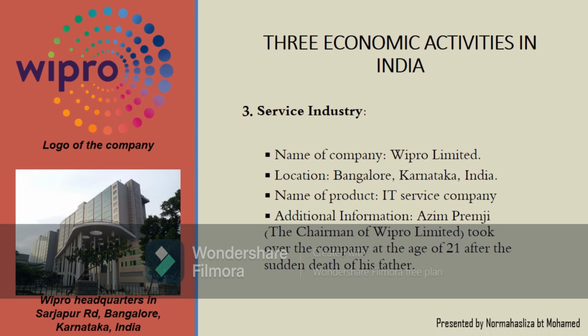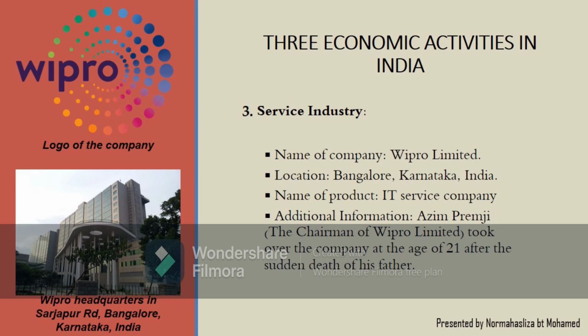And the last one is the service industry. The name of the company is Wipro Limited. This company is an Indian multinational corporation that provides information technology, consulting, and business process services. It is headquartered in Karnataka, India. In 2013, Wipro separated its non-IT business and formed the privately owned Wipro Enterprises. Azim Premji, the chairman of Wipro Limited, took over the company at the age of 21 after the sudden death of his father. Okay, those are the three examples of economic activities in India.